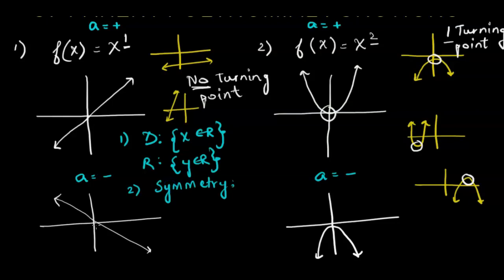Second is symmetry. These graphs are symmetrical about the origin, therefore it has odd symmetry. If we have to write down the x and y intercepts, we know this is going to be 0. We do not need to mention that because we can clearly see it.